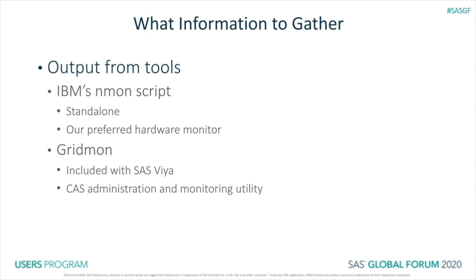Another really helpful tool is called Gridmon. This is included with SAS Viya. This is a CAS administration monitoring utility, and what it does is it lets us really dive into the activity on the CAS nodes in a deployment. We can see what is happening, and you can stream it live or you can record it to a file. So we ask customers to record it to a file, and they can send that to us, and we can pull that up and play it back and look at what exactly is happening on all those nodes at the time that the performance problem is happening.